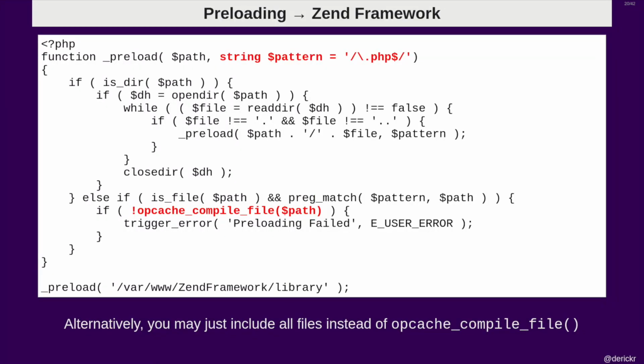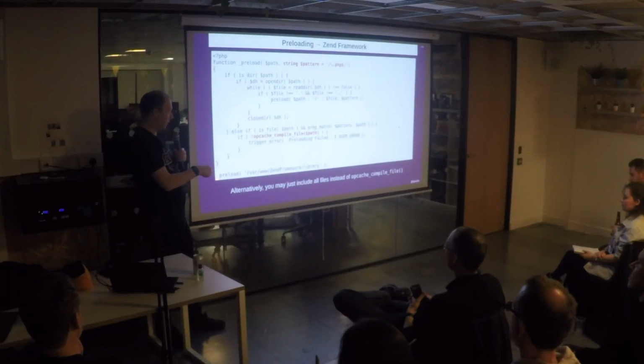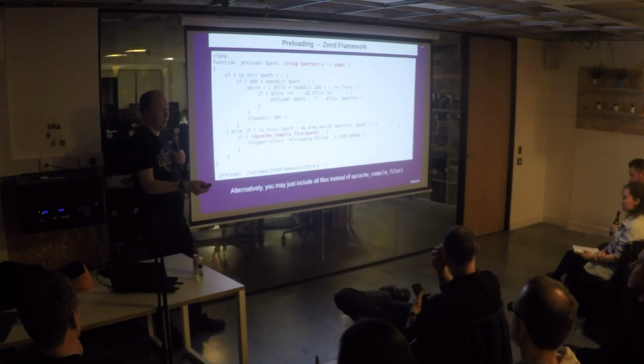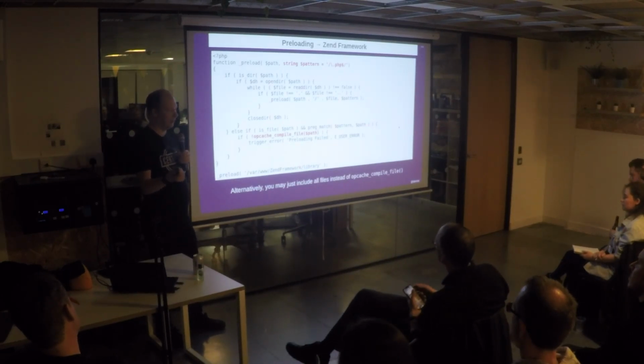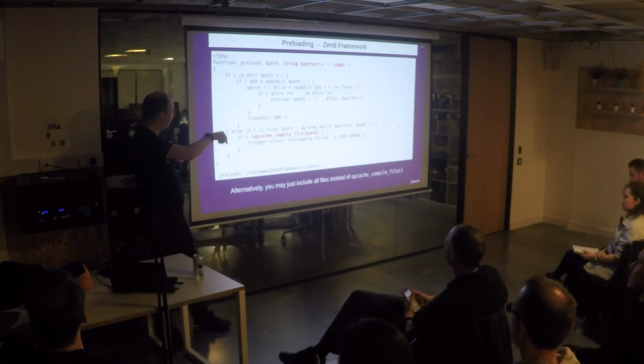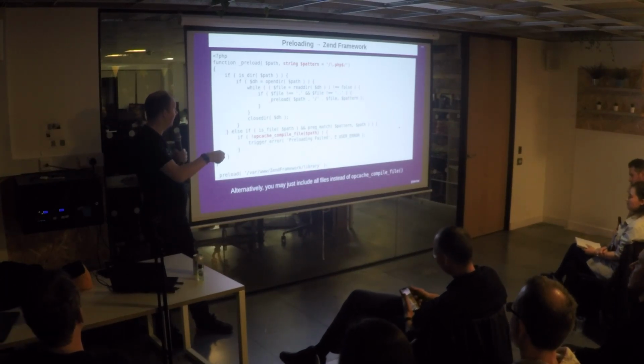Now, how would you use this? This is an example with Zend Framework, but it doesn't really matter what it does, and this script is trivial if you actually read what it does. So we define a function called preload, and we call it with a specific path to, in this case, the Zend Framework library. Zend Framework is no longer called Zend Framework, but let's skip over that point here. It doesn't matter what it says here.